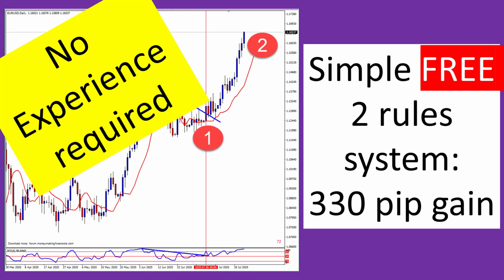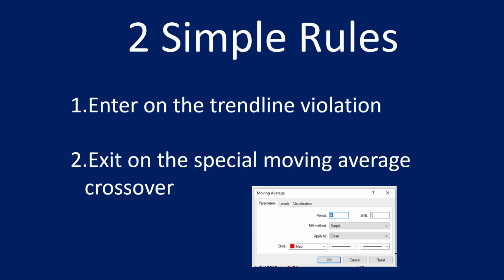We're going to be looking at a very simple and free two-rule Forex trading technique. And as you can see on the screen, it has provided some amazing trades. Also, as stated on this slide, it is incredibly simple, so there's no experience required. It is a total beginner system that answers all aspects of Forex trading on an ongoing basis. So let's have a look at the system.